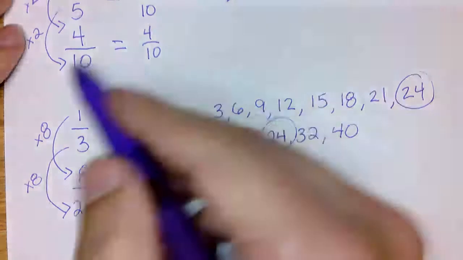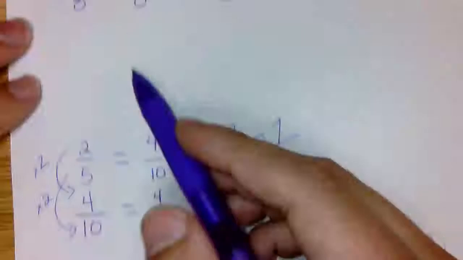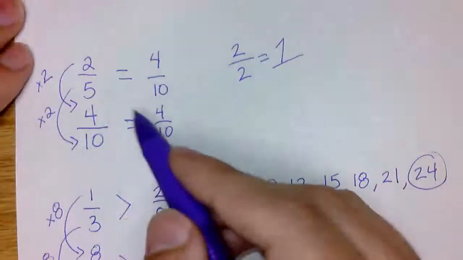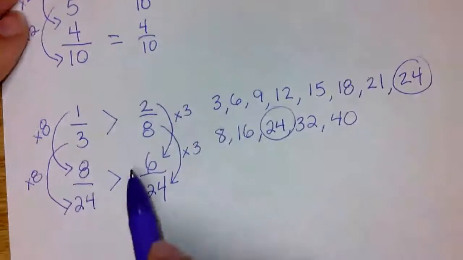So we can work with the same denominators. When we have the same denominators, all we have to do is just look at the two numerators to figure out which one's greater or if they're equal.